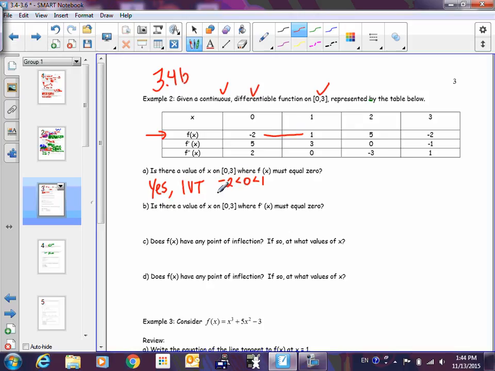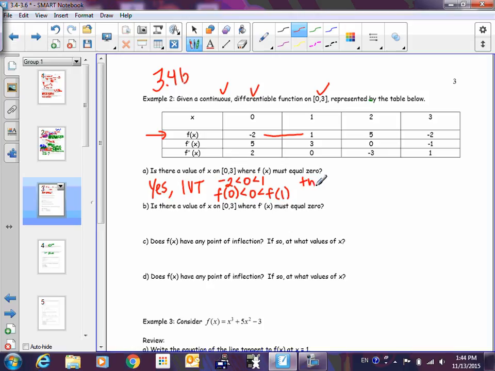I do need to relate it back to the function. So how is -2 part of the function? It's f of 0. And 1 is f of 1. So what I've shown here is that 0 is between f of 0 and f of 1. That's all I need to show. The rest is done when I quote the intermediate value theorem.